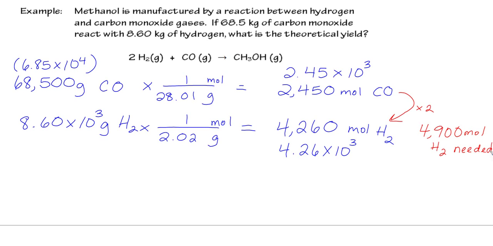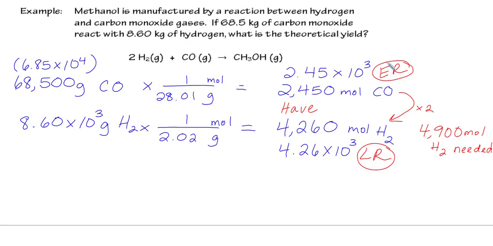Well, these amounts, that's what I have. So just do a quick comparison. Man, I am close. I need 4,900, but I'm just shy. I don't have enough. So that hydrogen will be my limiting reactant. By process of elimination, then, carbon monoxide would be excess.